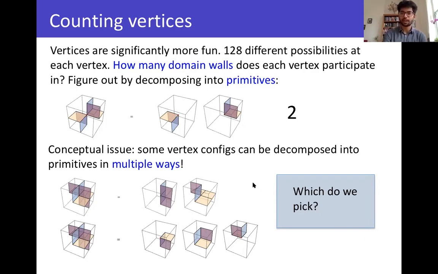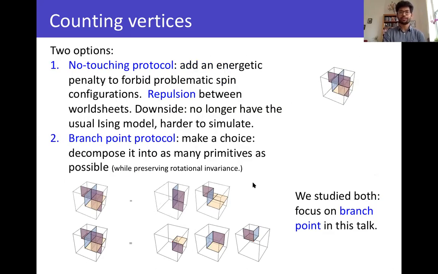So we thought about this and we came up with two different ways to solve this problem. The first option, which we call the no-touching protocol, is a sort of lazy way out. What you do is you basically say, these are confusing, I don't want to think about them. You write a projector in your Hamiltonian that gives all of these problematic configurations a large energy, thereby forbidding them from appearing dynamically in your problem. Physically, this kind of thing happens whenever two worldsheets touch at some corner in some specific way. You're just preventing that from happening. It's like giving a repulsion to the worldsheets, not letting them touch each other anymore.